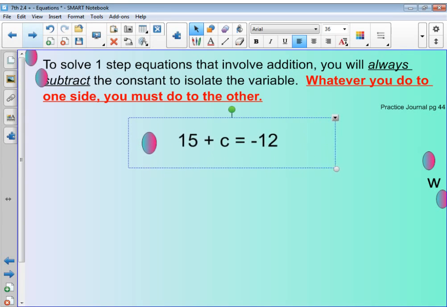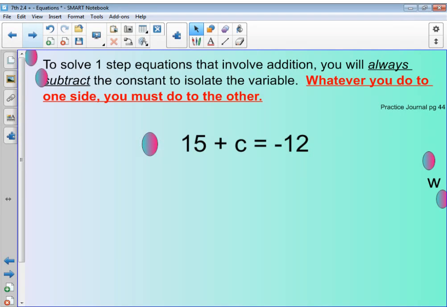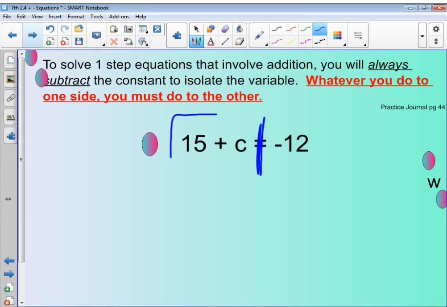Okay, here the C is in the second position, so it doesn't matter. You're still going to work to get rid of this 15. You need to think of it as a positive 15, so work your way through getting rid of that. If it's a positive 15, then we're going to say a negative 15.